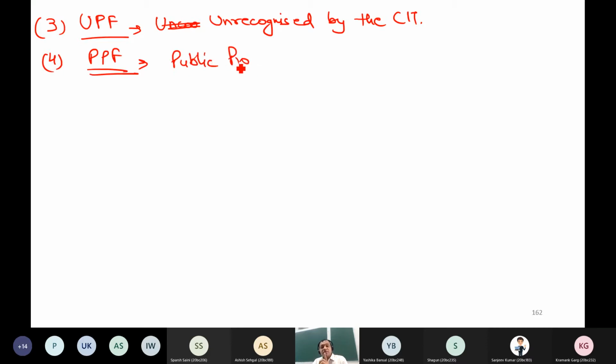Now do remember there may be hundreds of provident funds. I'm not discussing all provident funds. I'm discussing broadly four. Every provident fund which is covered under PF Act 1952. Then I'm discussing recognized provident fund. Recognized provident fund includes all provident funds which are as per the Act of 1952 plus all other provident funds which might not be as per the Act of 1952 but which are recognized by the tax department. Third type, unrecognized provident fund, which is not recognized by the tax department. And fourth is public provident fund.